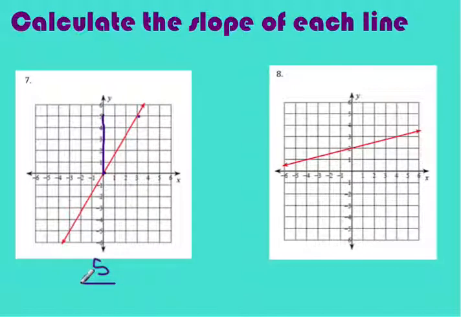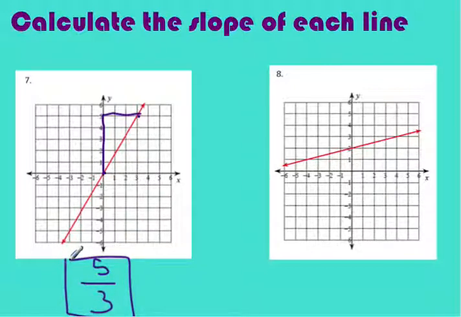Now I need to figure out how much I go to the right because that's my denominator. Notice I started at the farthest left point. So I'm going to go 1, 2, 3, and then I went right 3. So 5/3 is your calculation for number 7.